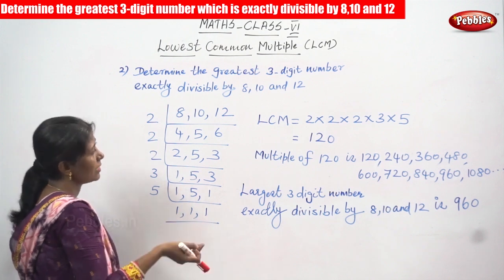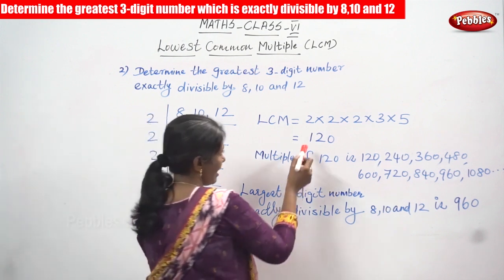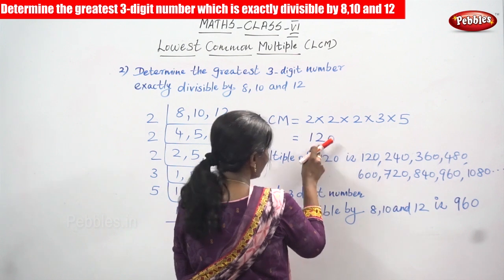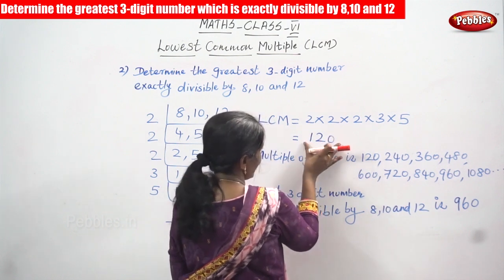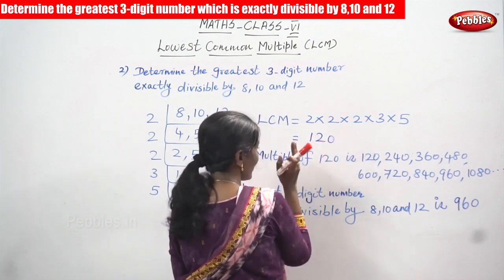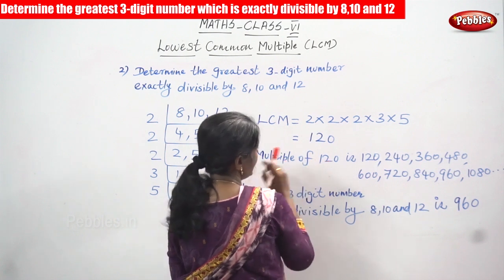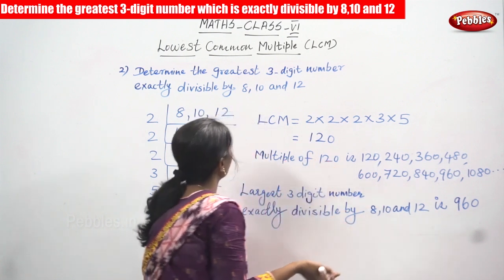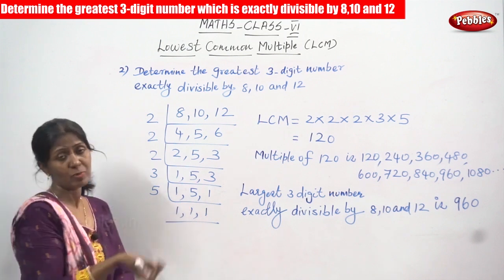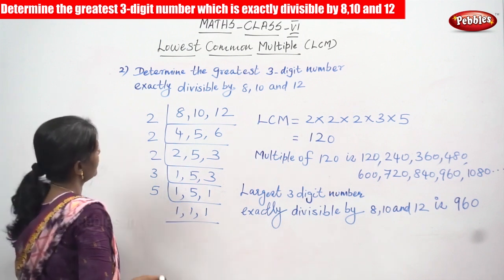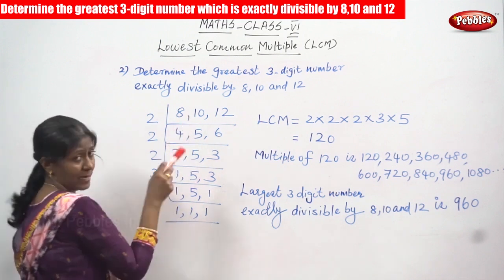After that we have to find the multiples. First we have to find the lowest common multiple, then for that LCM you have to write the multiples, and then we have to find out the greatest 3-digit number. Okay, now let's start the sum.